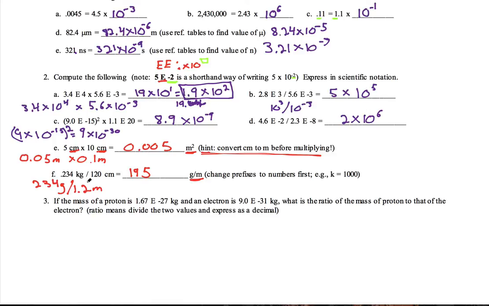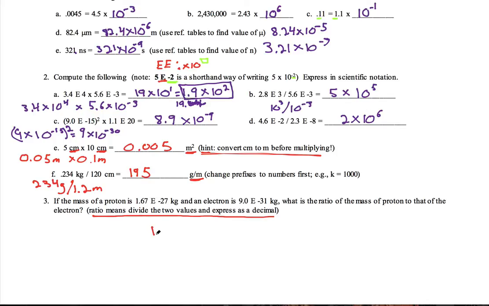All right, last problem here. If the mass of a proton is 1.6 times 10 to the negative 27 kilograms, and an electron is 9 times 10 to the negative 31 kilograms, what's the ratio of the mass of the proton to that of the electron, right? And we've got the hint. Ratio means divide the two values and express as a decimal. Ratio is always a division, right? And it says ratio of the mass of the proton to that of the electron.